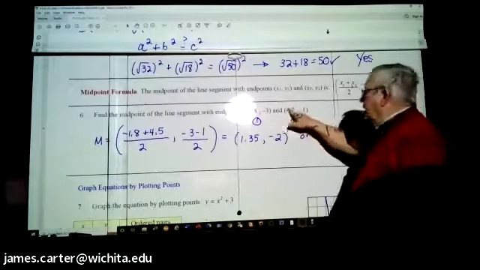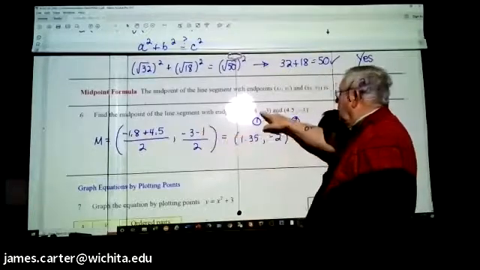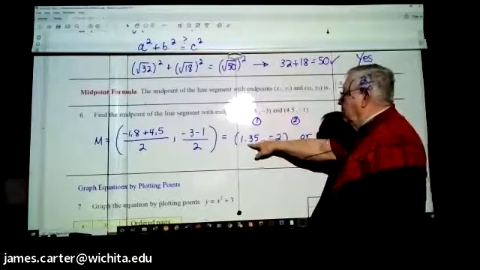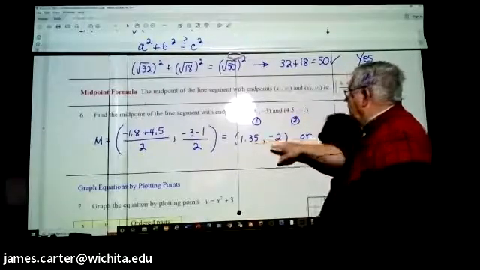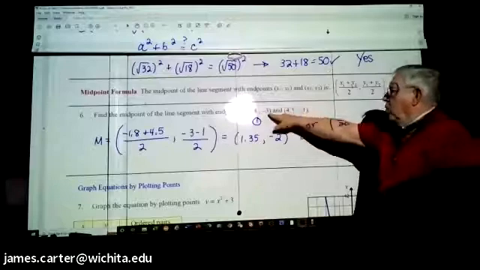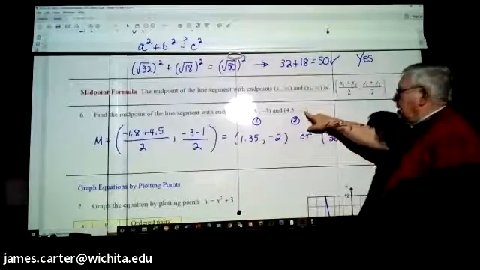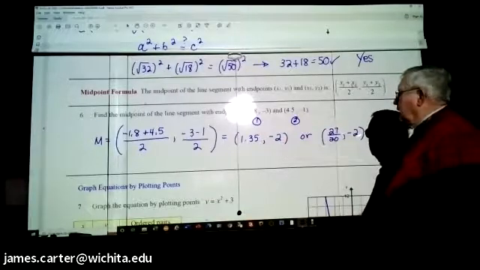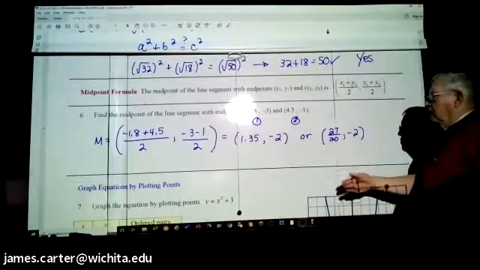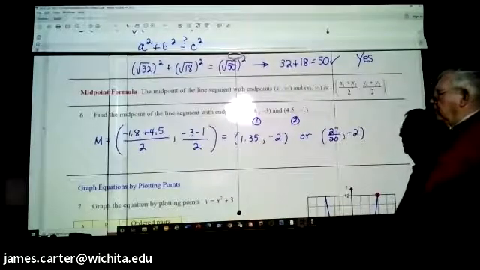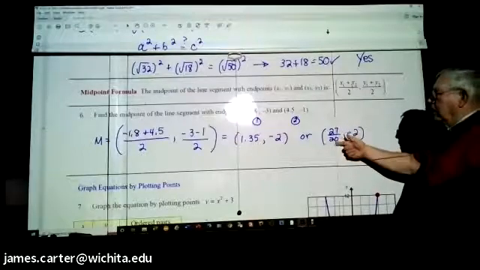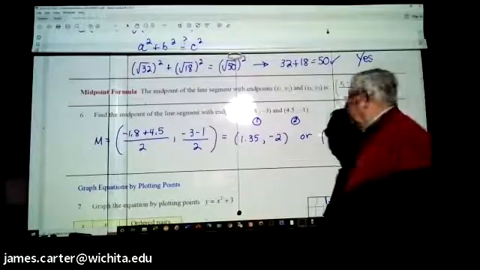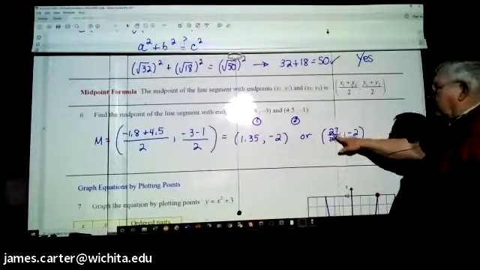So now we take the X values here, negative 1.8 and positive 4.5, add them, divide them by 2, and we get 1.35. We take the Y values, negative 3 plus negative 1, divide them by 2, and we get an answer of negative 2. So our answer then would be 1.35, negative 2, or in fractional form, 27/30ths. Or 20ths rather.